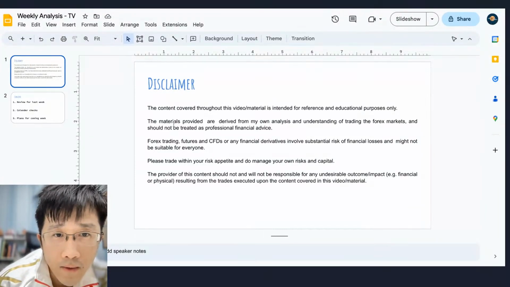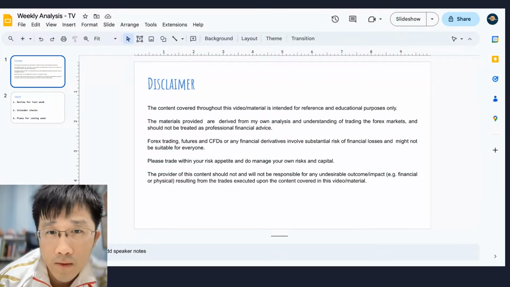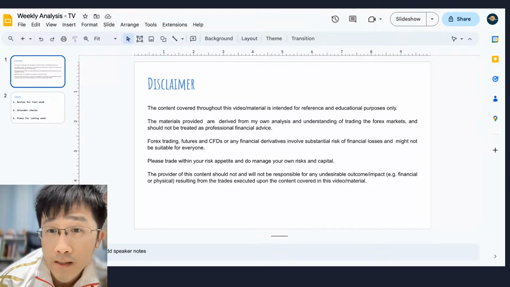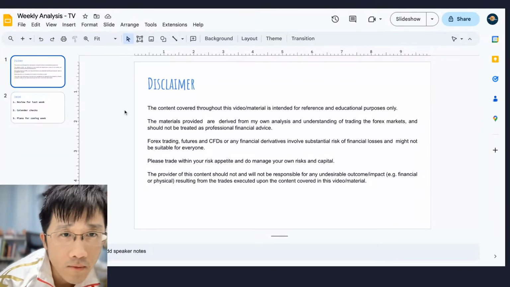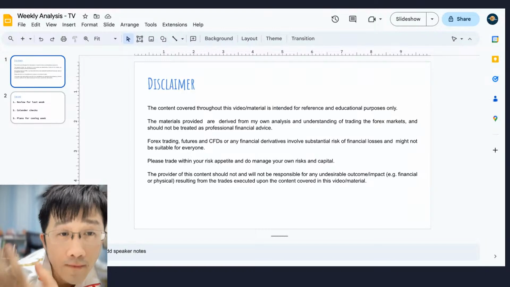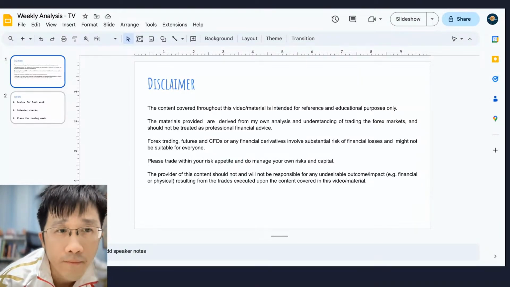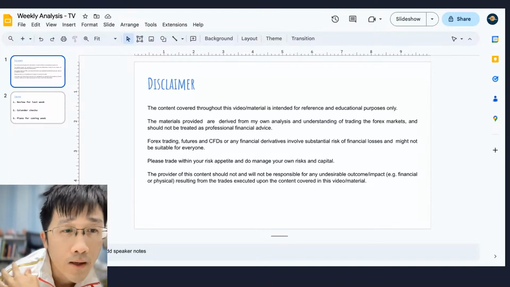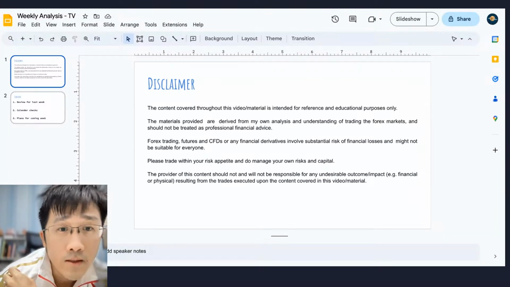So this is the disclaimer. The content covered throughout this video is intended for reference and education purposes, so take some time to read this. Basically, if you want to carry out a trade with reference to what I've shared, these are all my personal analysis and my personal opinion. So if you want to take the trade, do your own research and risk management, and also consult the appropriate professional person.